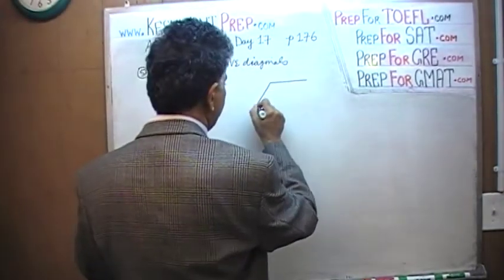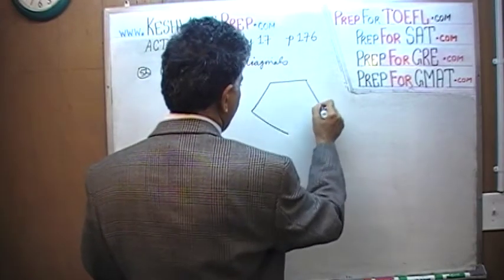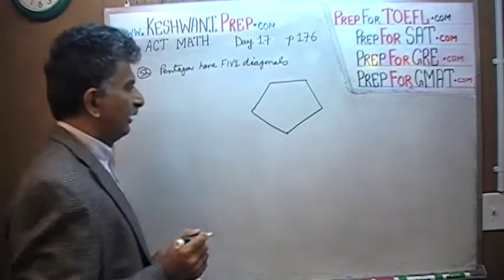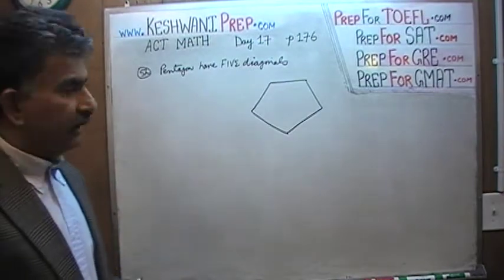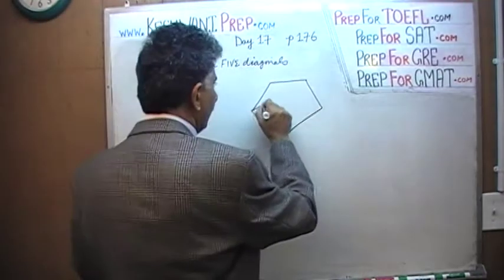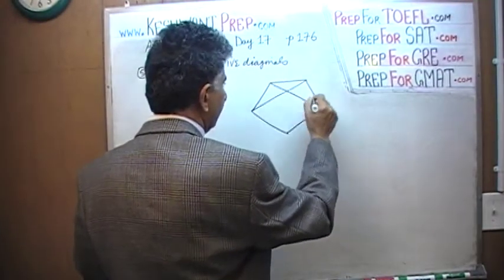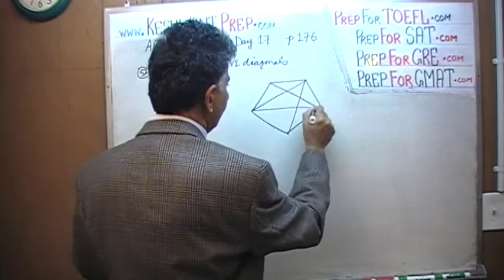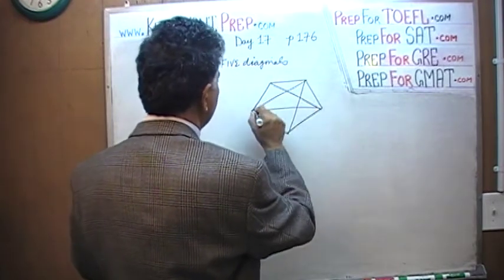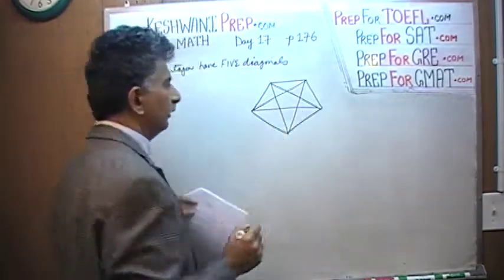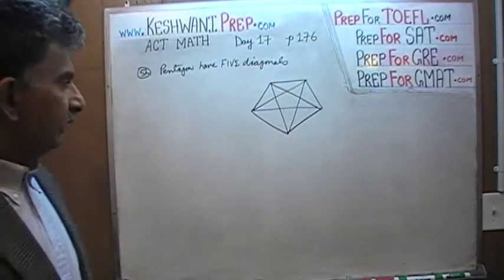If you draw a 5-sided picture, let's see if I can do a decent job of drawing. There is a 5-sided picture here, and if you were to draw the diagonals, there will be 5 of them. There is one right here. There is another one right here. There is one more, 3. There is 4, and what did I miss? And 5. There you go. There are 5 diagonals in it. So that was not a surprise.